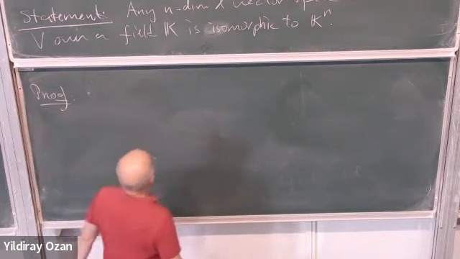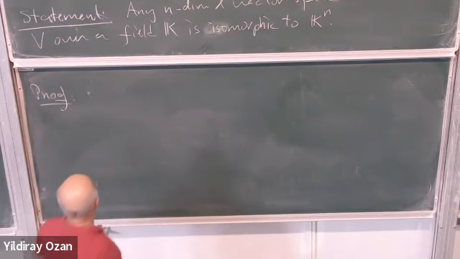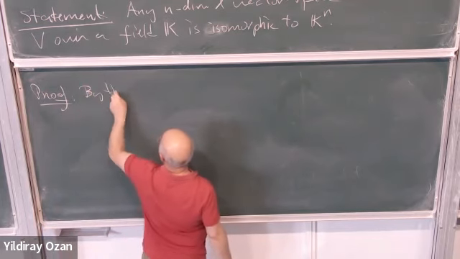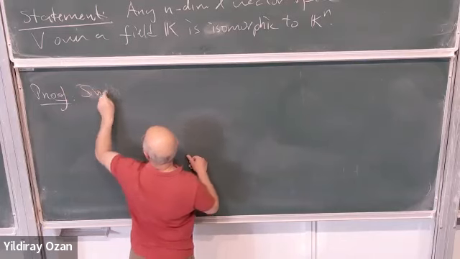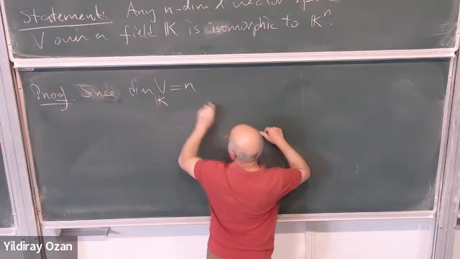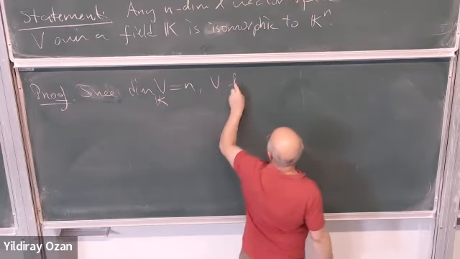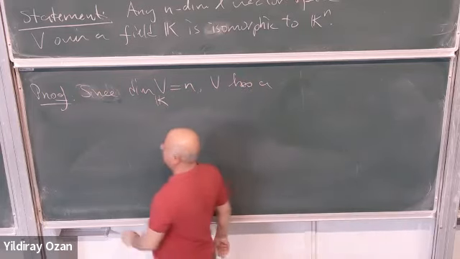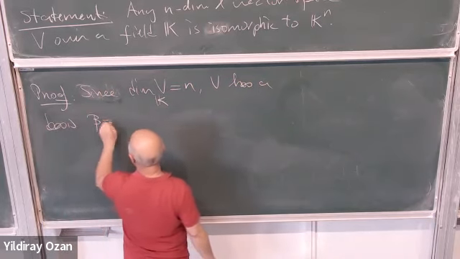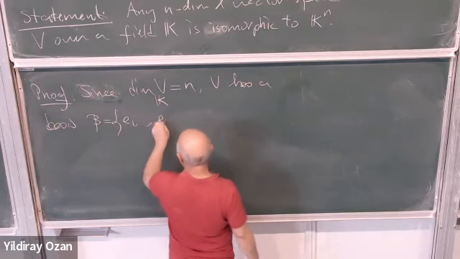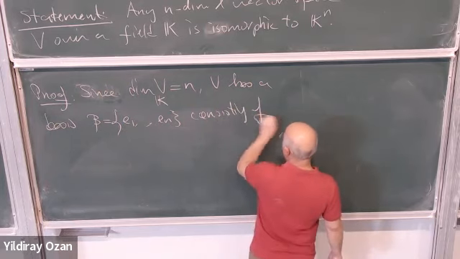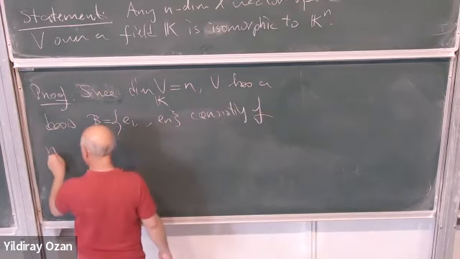Well, since V is an n-dimensional vector space, V has a basis. Let's say beta, E1 up to En, consisting of n elements.